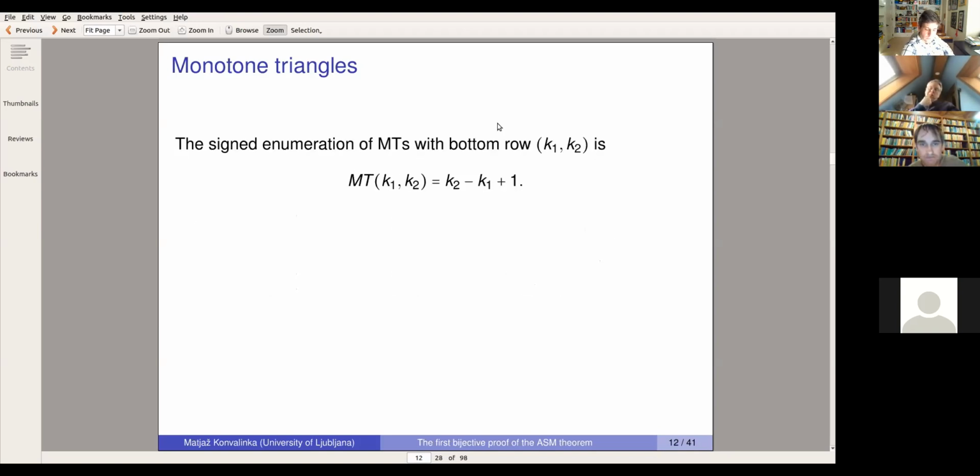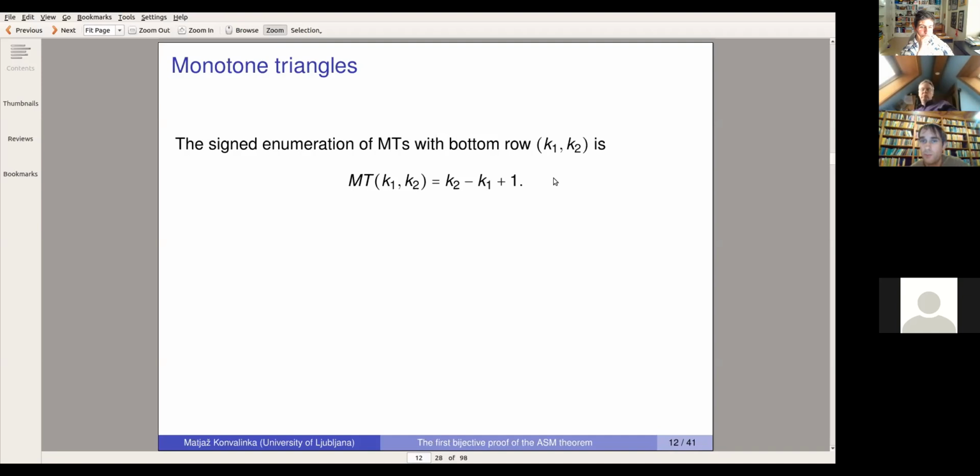Okay. So can we also do a signed enumeration of monotone triangles? So I just gave you the sum of the positive monotone triangles. You can also define monotone triangles with a different bottom row where it's not strictly increasing. And then you can also get a negative sign, like with GT patterns. And, for example, if the bottom row is K1, K2, then the number of monotone triangles is K2 minus K1 plus 1.